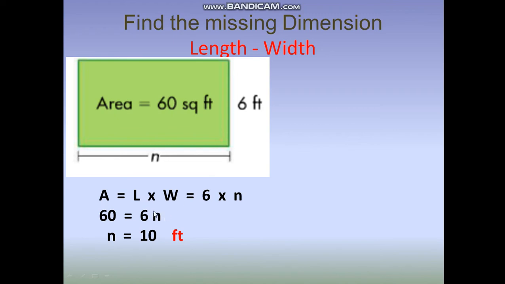How to find the variable? How to isolate the variable? Divide both sides by this common number, which is 6. So 6n divided by 6 will give me n. That's what I want, to isolate that variable. 60 divided by 6 equals 10. Don't forget the unit, feet.